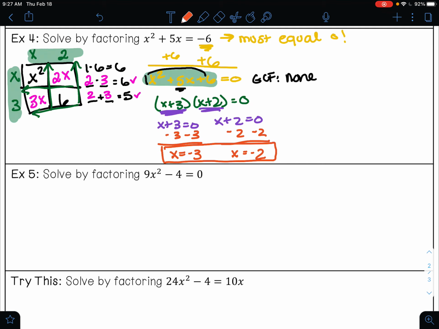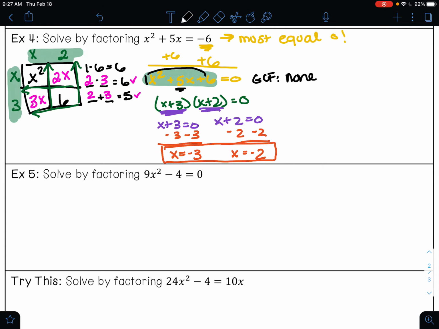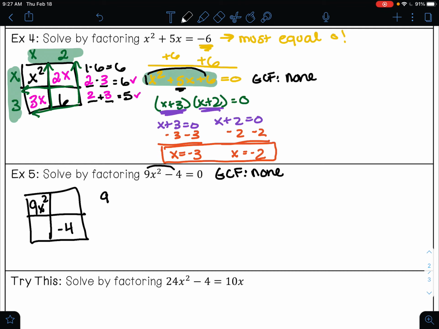On example 5, it says solve by factoring. So remember, your first step is to check to make sure that this equals 0, and it does. So now I'm going to look for greatest common factor. There isn't one. So I'm going to go ahead and go to the area model. My first term goes in the first box, and my last term goes in the last box. You always need to multiply A times C. That gives me negative 36.